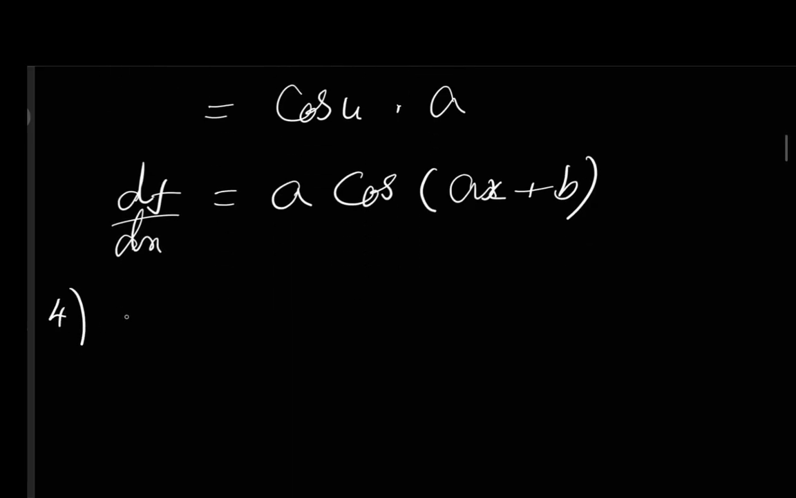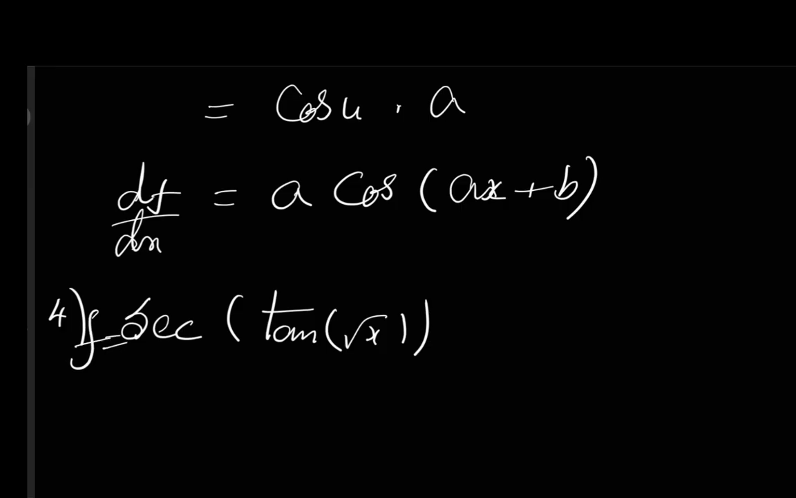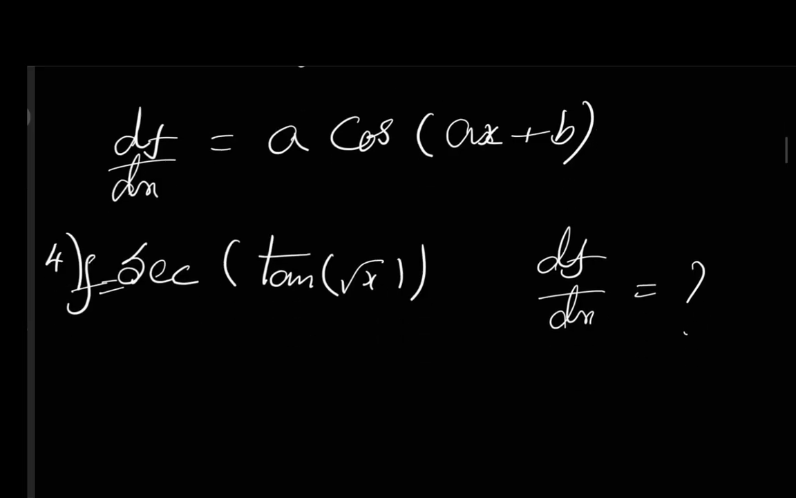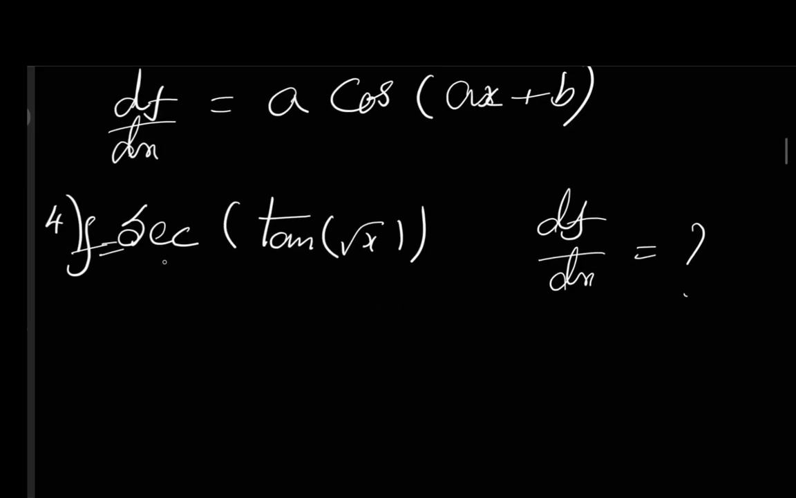See the fourth sum, secant of tan of root x. This is your f. Secant of tan of root x. So find df by dx. See here you have three functions: the secant function, the tan function, and root x is another function.